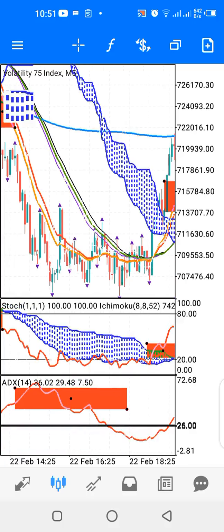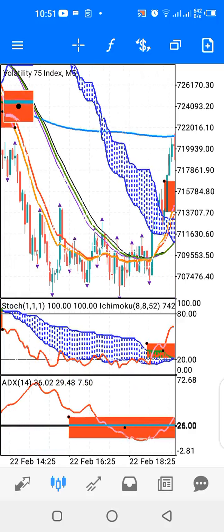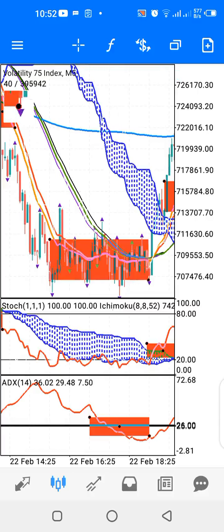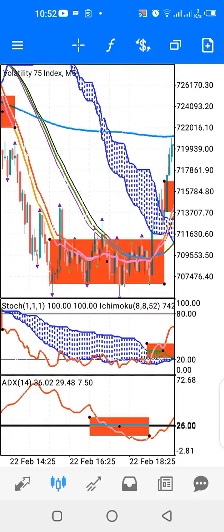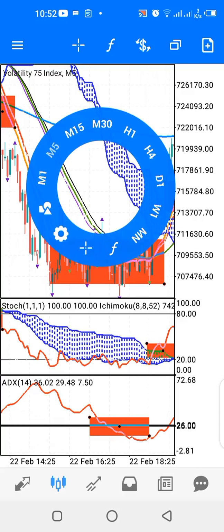When it crosses down, like it's crossed down around here, stay out, and you can see what's happening on the main chart. It's actually a range on the main chart. So that's basically how to use this strategy. Let's look at the settings.